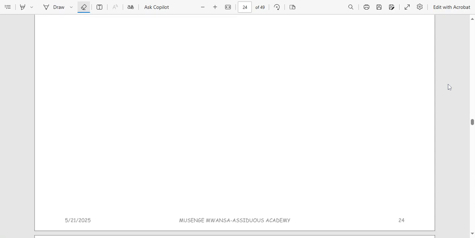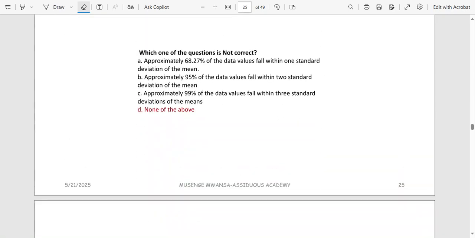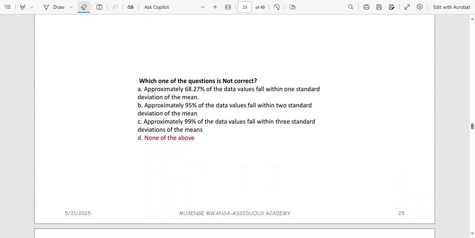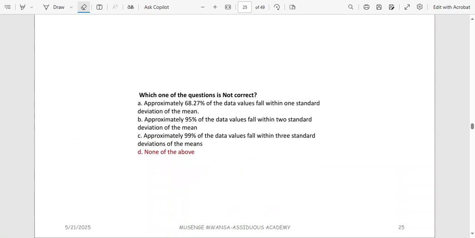So some questions, biostatistics. Which one of the questions is not correct? Approximately 68.27% of the data values fall within one standard deviation of the mean. Approximately 95% of the data values fall within two standard deviations of the mean. Approximately 99% of the data values fall within three standard deviations of the mean.